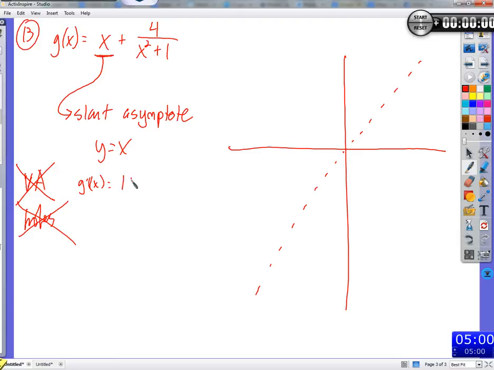So g prime, that's 1 plus, let's make this 4 times x squared plus 1 to the negative 1, plus x plus 2. Because that allows us to take the derivative a little bit more easily. It's negative 4 times x squared plus 1 to the negative 2 times 2x. Use the chain rule. So we bring down this power first, then the inside minus 1 for the exponent, and then take the derivative of the inside.